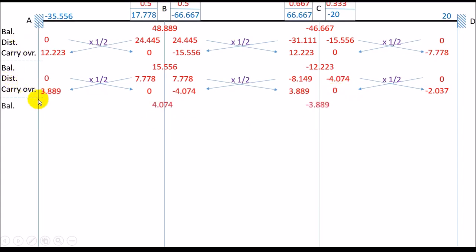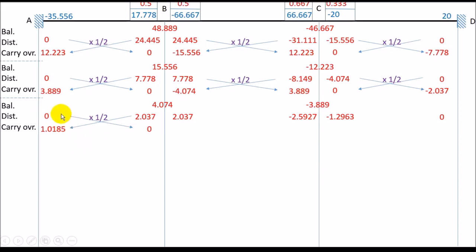Now we'll go for third iteration. Again first is balancing. So this is my unbalanced moment here, I'll balance it. Again here this was an unbalanced moment, I have balanced it. Second is distribution. I will multiply this by its distribution factor to get the distribution values or the contributing values. Again I'll multiply this by its respective distribution factors, and here of course it's 0. Third step is carry over again.